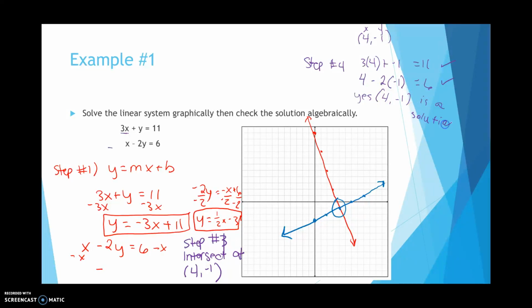So notice there are a lot of steps involved there. I ran out of space as I was writing this down, but you do need to write down each step. Step number 1, putting it in y equals mx plus b. Step number 2 is graphing it. Step number 3 is writing the intersecting point. And then step number 4 is checking it algebraically, checking to make sure it's a solution.